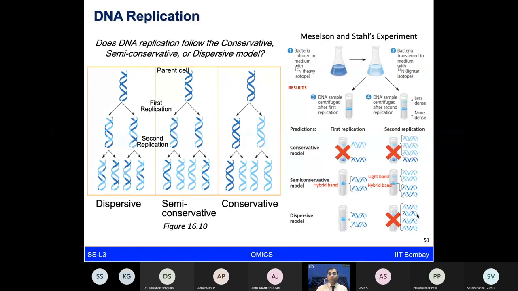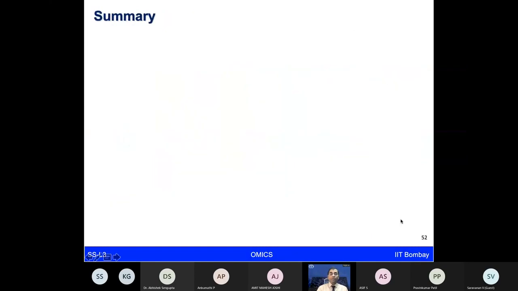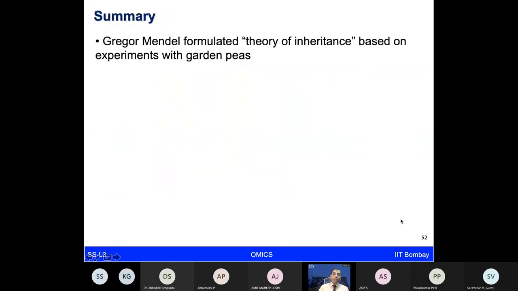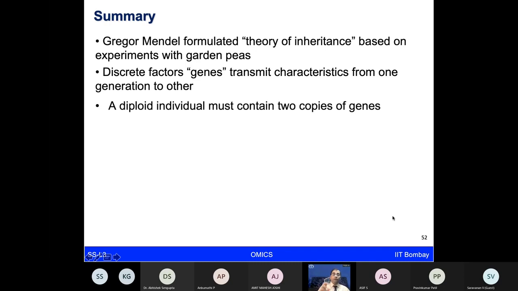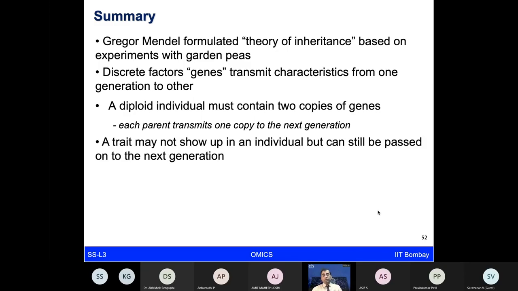Of course, we can talk in more detail, but let me wrap up right now. What we studied so far started from some very basic biological concepts of genetics and the theory of inheritance, but then we also looked at how logical it is for genes to transmit one characteristic from one generation to the next. A diploid individual contains two copies of these genes, and each parent transmits one copy, or allele, of that gene to the kids in the next generation.